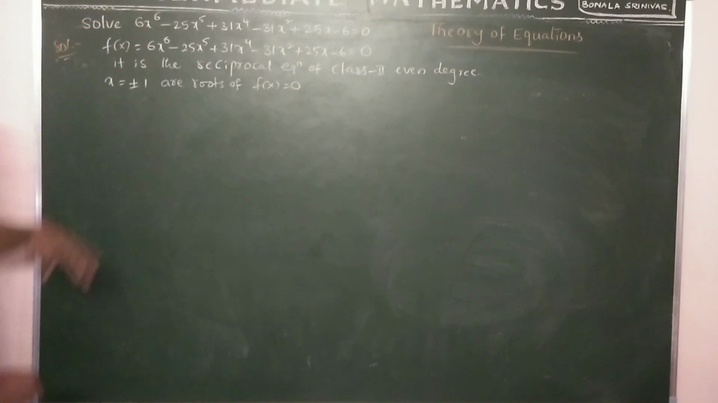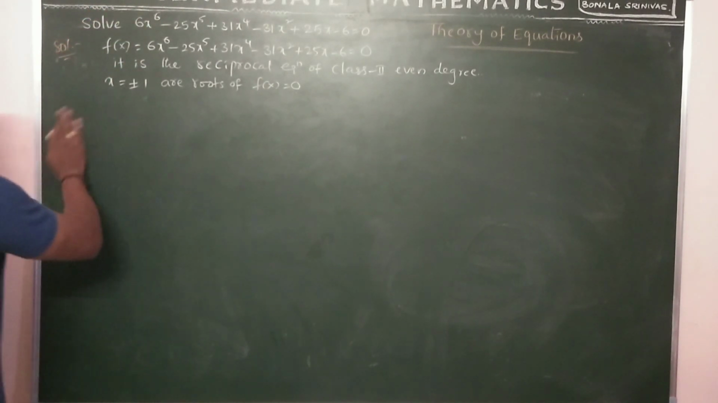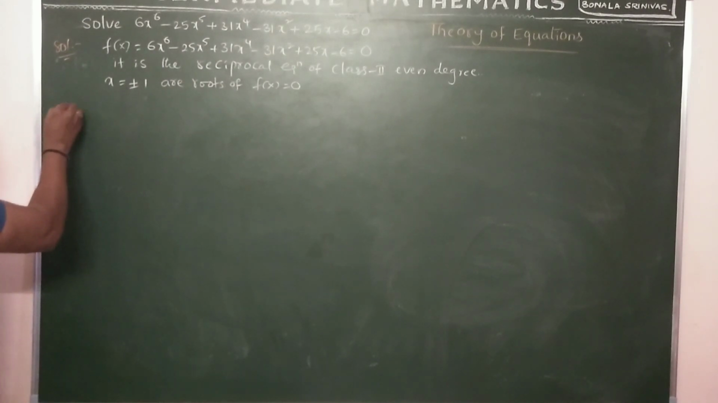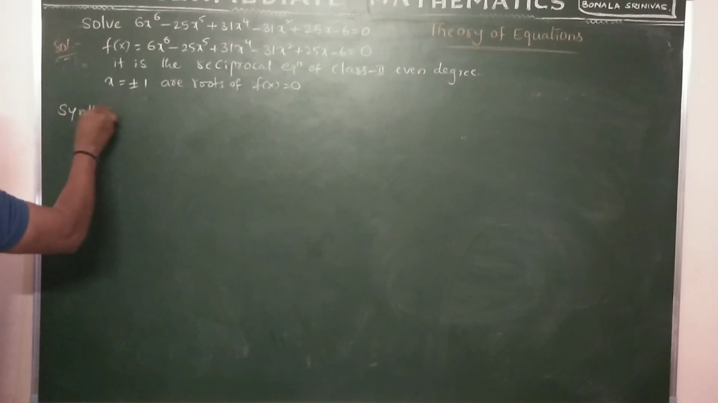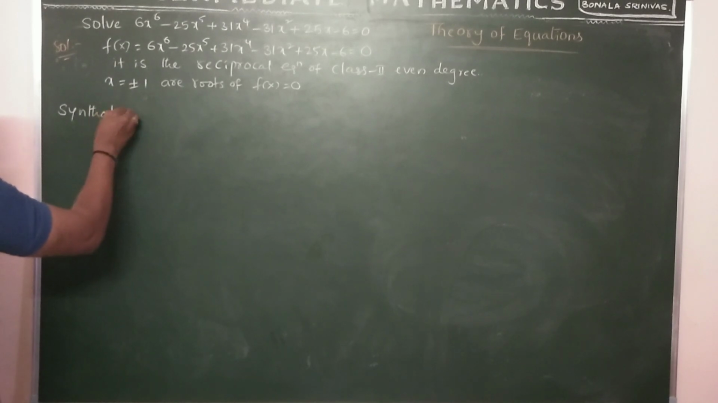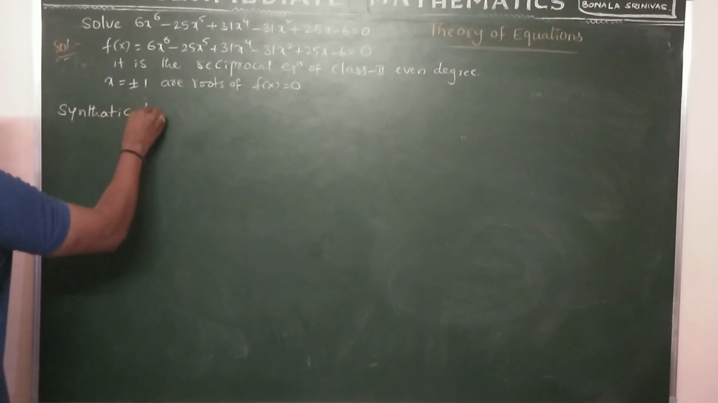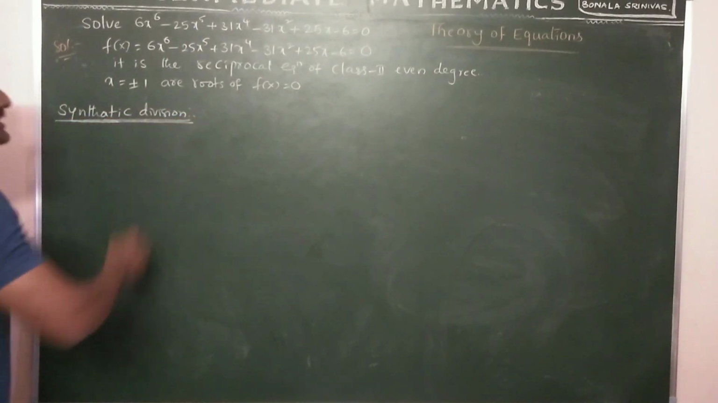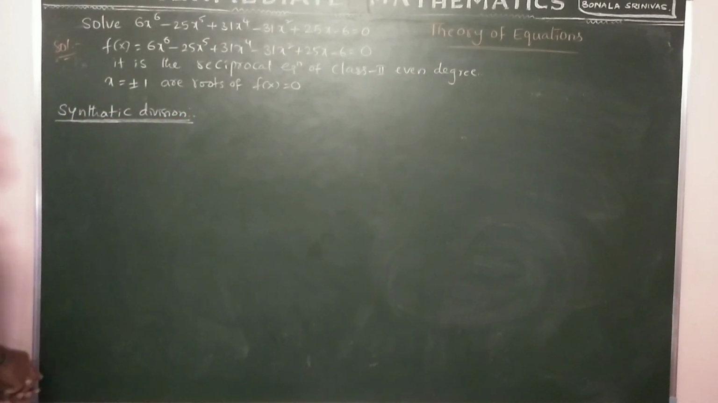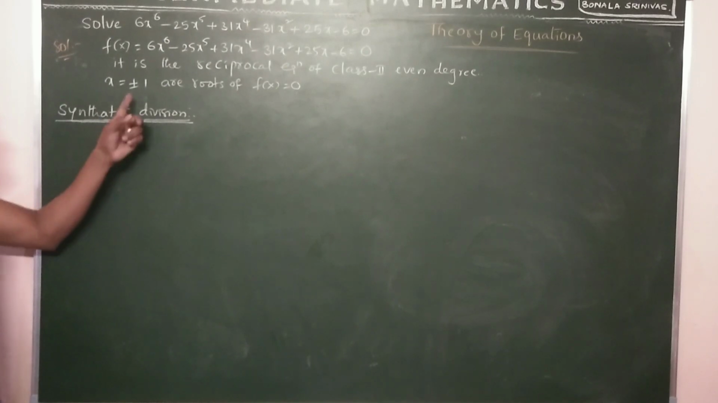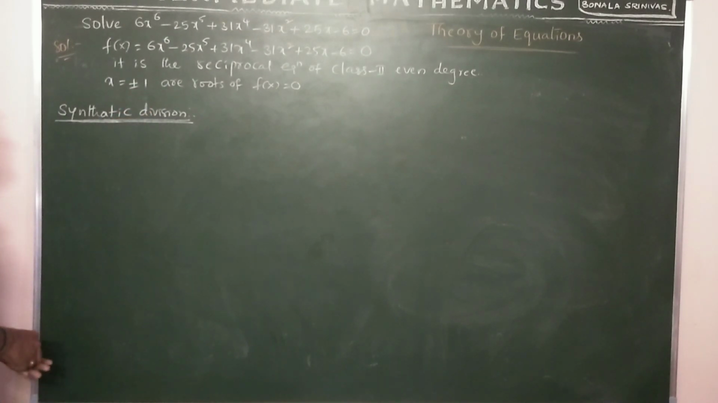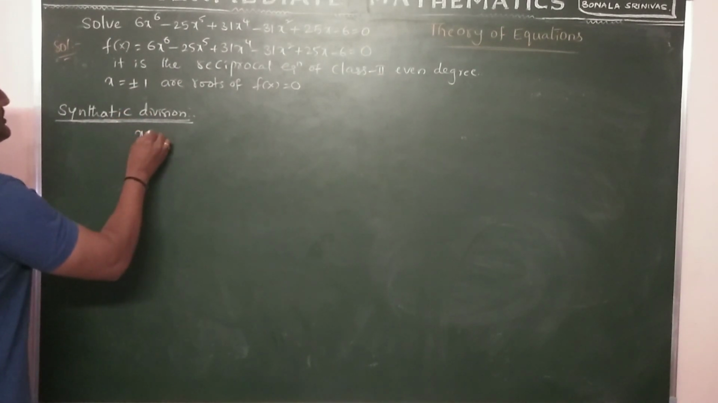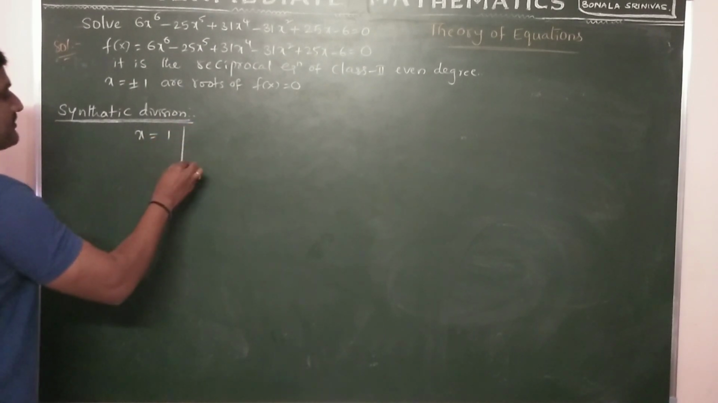Okay. Now by the synthetic division method, we find the remaining roots also. How to find the remaining roots? By taking these 2 roots. Let x equals 1.